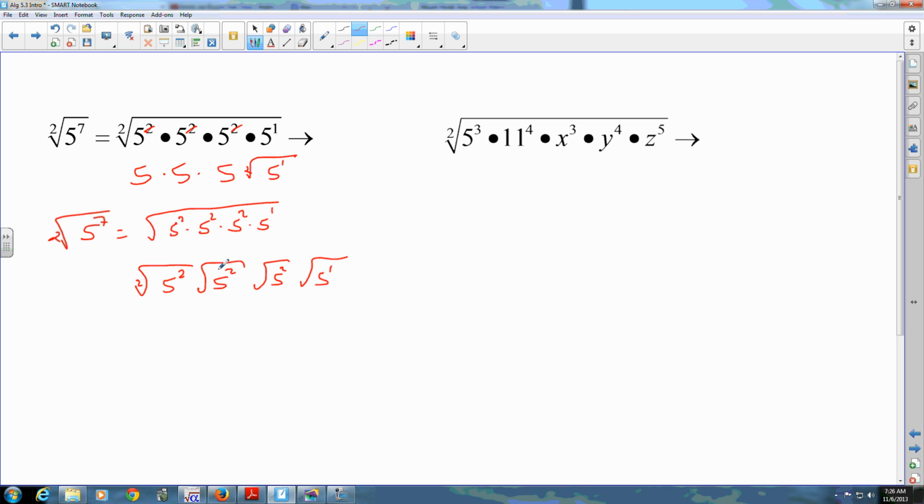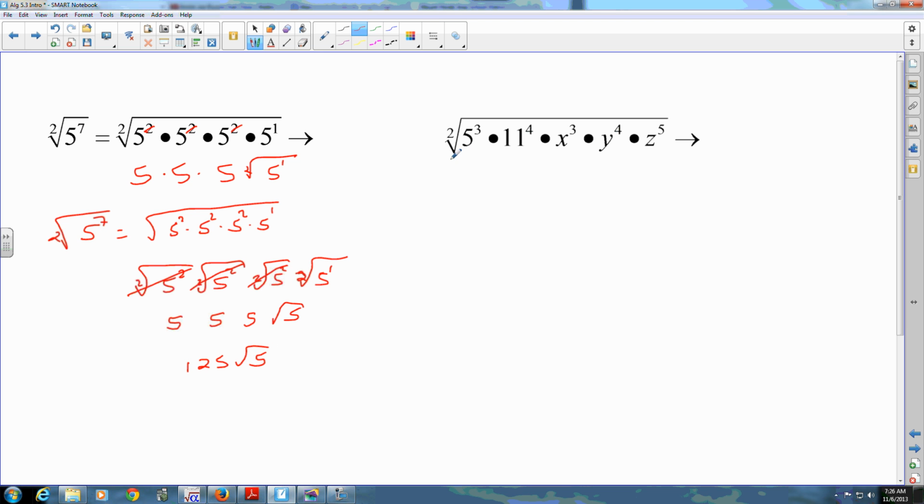These are all square roots. When this power matches the root, those symbols cancel out and you just have a 5. But this one isn't big enough. This power is smaller than the root, so it has to stay. So you're left with 5 times 5 times 5, which is 125 square roots of 5.